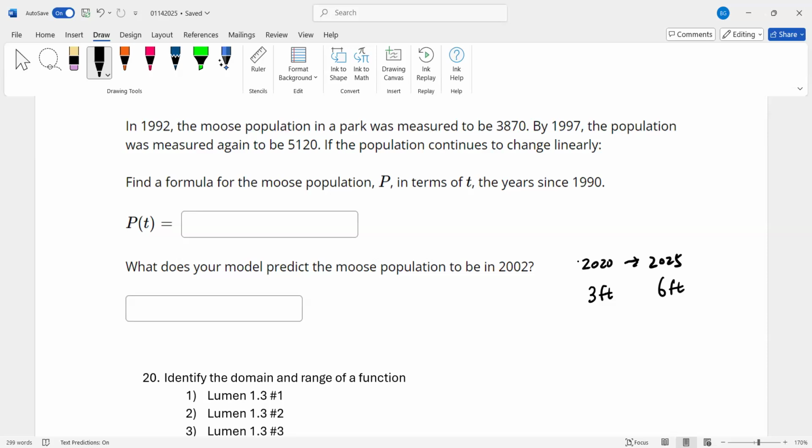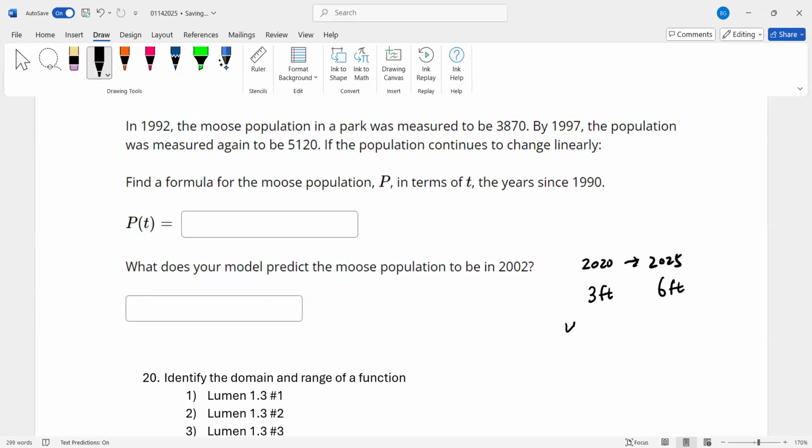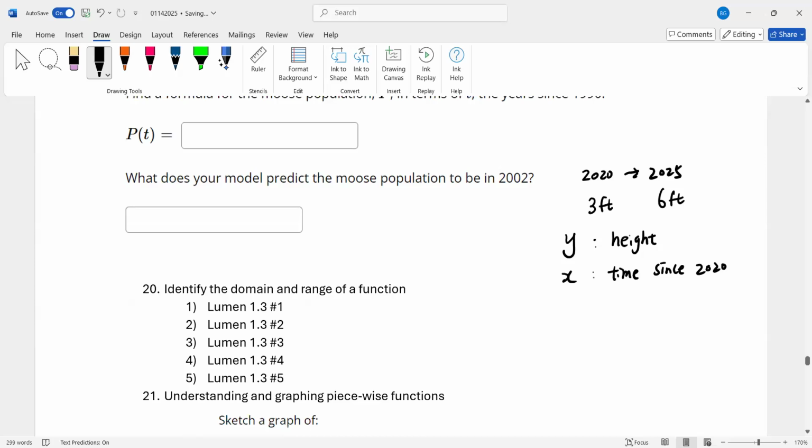If we let y be the height of your son, x is the time since 2020, then we can set up a linear function and use the linear function to model this situation. The linear function is going to be y equals mx plus b.